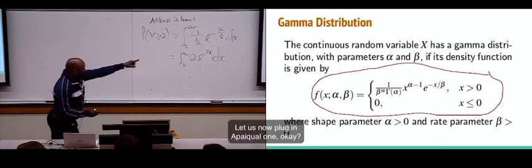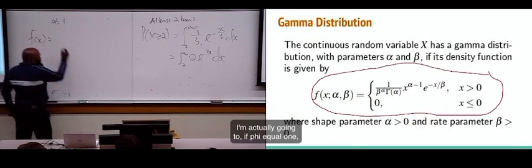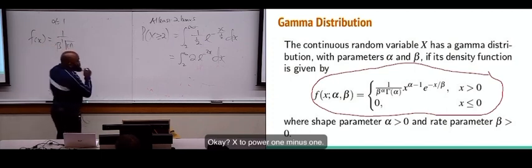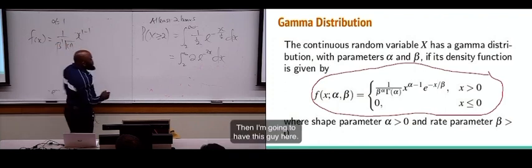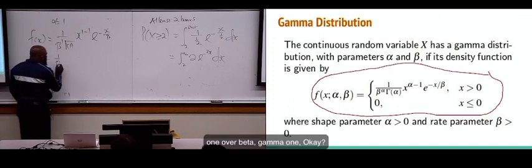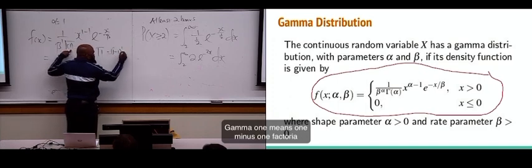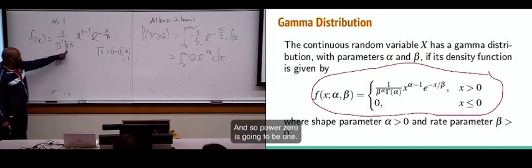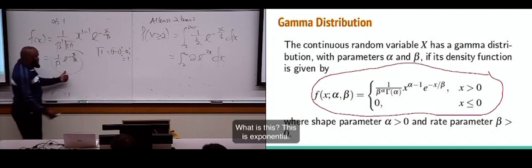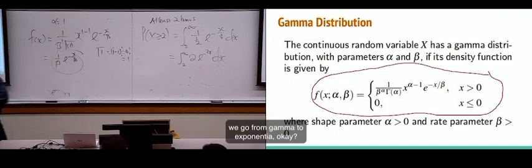Take a look at this now. Let us plug in alpha equal to 1. If alpha equals 1, I'm going to have 1 over beta, gamma 1, x raised to the power 1 minus 1, then this guy here. Let us analyze that. Gamma 1 means 1 minus 1 factorial, and 0 factorial equals 1. And x raised to the power 0 is going to be 1. So finally, it's going to be this. What is this? This is exponential. So when alpha equals 1, we go from gamma to exponential.